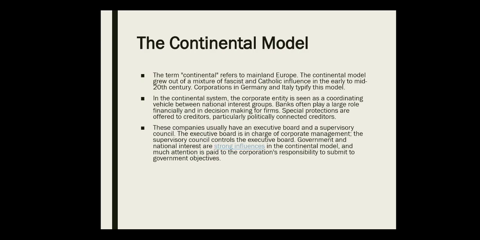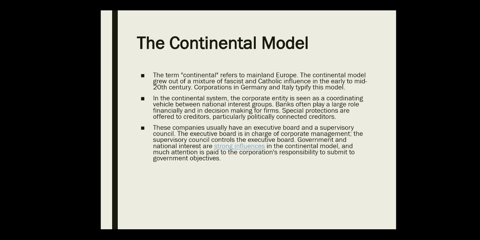And then the second corporate governance model is called the Continental Model or European Model. The term continental refers to mainland Europe. The Continental Model grew out of a mixture of fascist and Catholic influence in the early to mid-20th century. Corporations in Germany and Italy typify this model. Germany and Italy, they use this continental model.